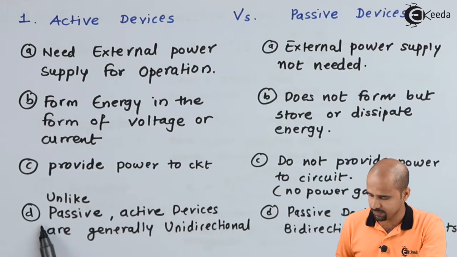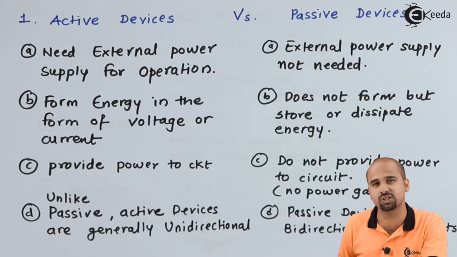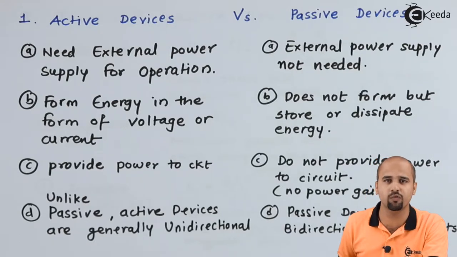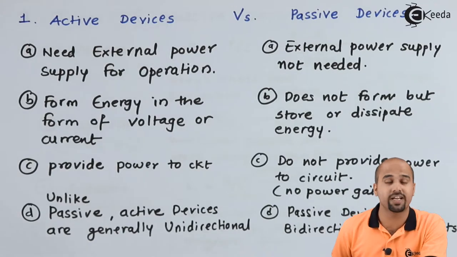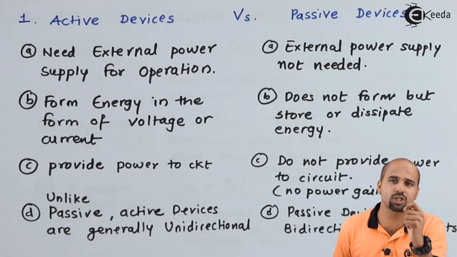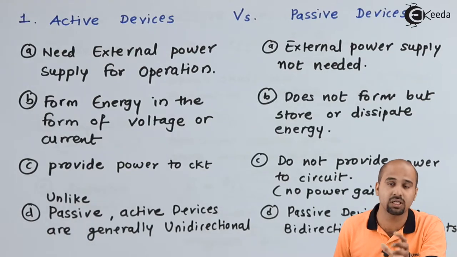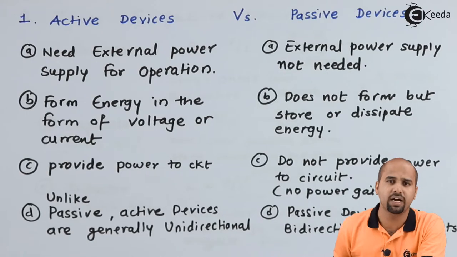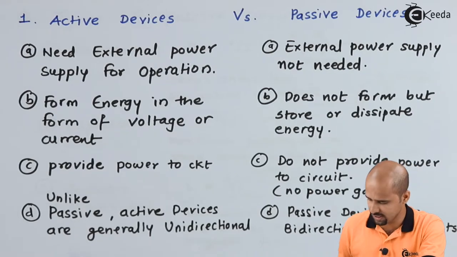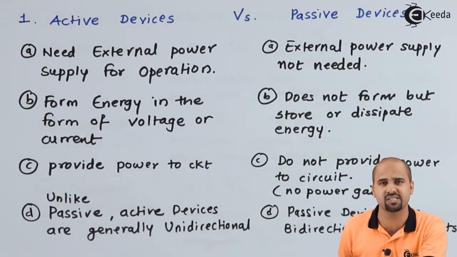In the last part, unlike passive devices, active devices are generally unidirectional. For example, if we consider a diode, we can conduct the current from anode to cathode only, not from cathode to anode. In a transistor, the current will flow from collector to emitter, base to emitter, in one direction only. It is not possible at the same time of operation to flow the current in both directions. So this is the difference between active devices and passive devices.